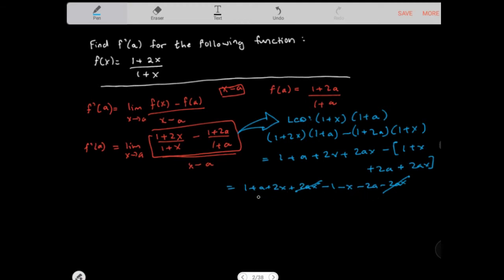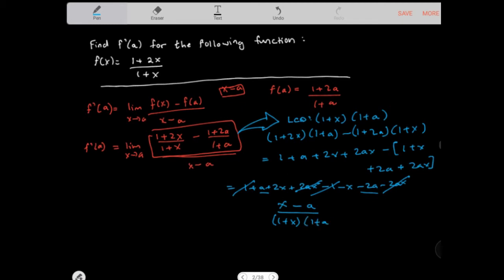The 1 and the negative 1 also cancel, right? 2x minus x is x, and a minus 2a is minus a. Okay, so you can see that here. So you're left with x minus a, right? And that's for the numerator, and the denominator here is basically going to be (1 plus x) over (1 plus a).